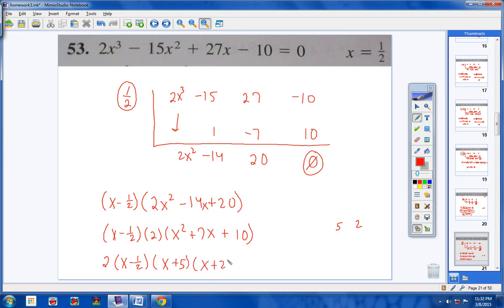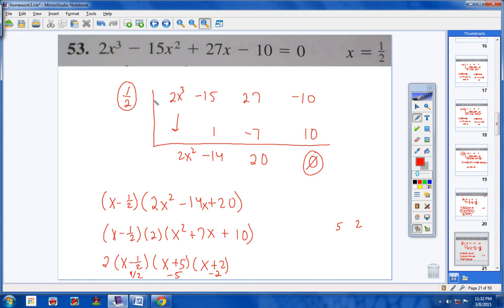Now let's list out our zeros. There's no x with a 2 here, so we don't worry about that group, okay? But for this group here, the 0 would be 1/2. For this group here, the 0 would be -5. And for this group here, the 0 would be -2. Let me check that real quick in the back of the book to make sure we are correct.